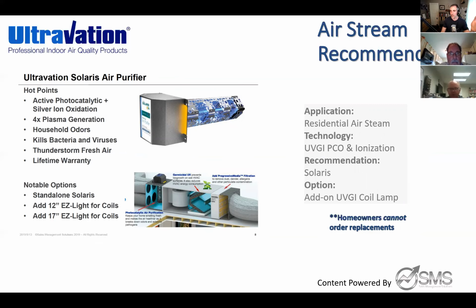You could do up to about 5,000 square feet with this thing. And it has the ability to add on some easy lights for coils. But again, those are designed for residential. That's only a 12-inch, 17-inch bulb. Our commercial stuff is a lot bigger. So that's the one that has ionization plus UV going on inside of both of them.